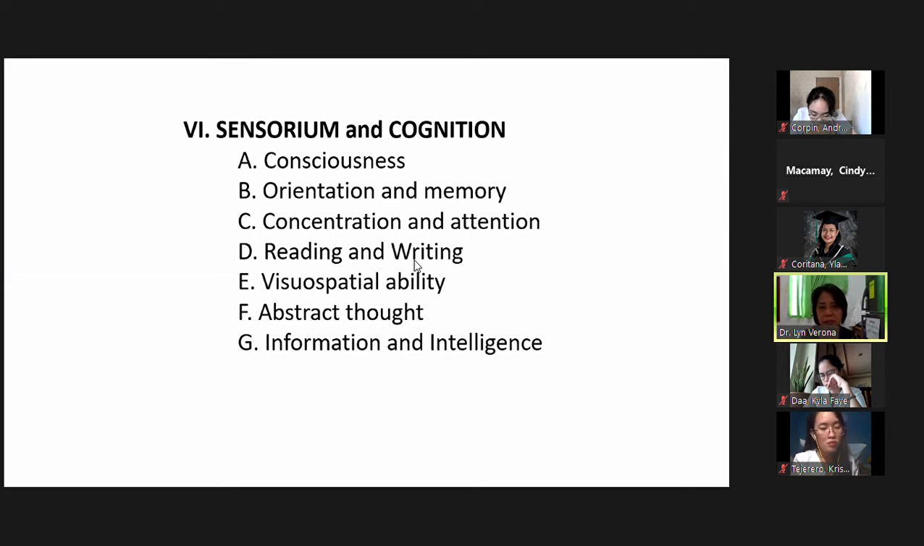So in this aspect, concentration and attention, as well as information and intelligence, and reading and writing, are very dependent on the educational background of the patient. For example, you might ask the patient to read and write, and the patient is illiterate, so you cannot get what you want to know from the patient. However, as I've said, even if the patient is very psychotic, you do not force the patient to do this. Why? You might be boxed, you might be harmed by the patient.